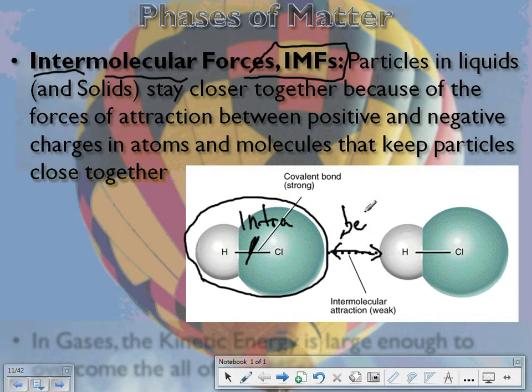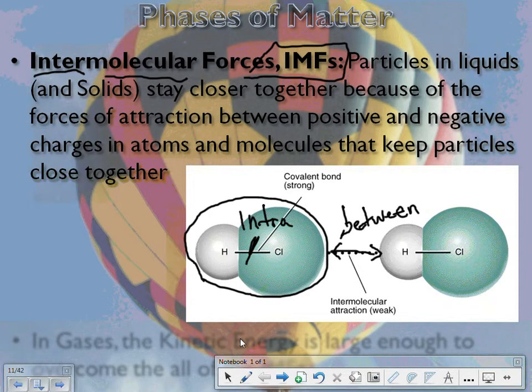Gosh, behave yourself, little pen. Between two molecules is the intermolecular force. One of these days, I'll have an amazing pen that does exactly what I wanted to do. Yeah, we're waiting for that.